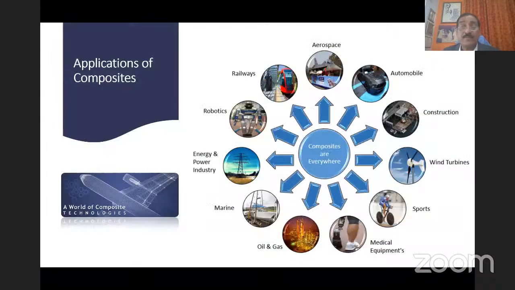This was covered already by the earlier speaker, but just to reinforce that the usage of composites is everywhere. Going from aerospace to automobiles, it is now growing very widely in India. A lot of automobile sectors are using composite materials for their bodies and even critical components, including carbon fibers. In the construction area, glass fibers are highly used for doors, windows, and beams. Wind turbines are a very large user of glass fiber for blades. In sports, carbon fibers are used for lightweight. Medical equipment, oil and gas.